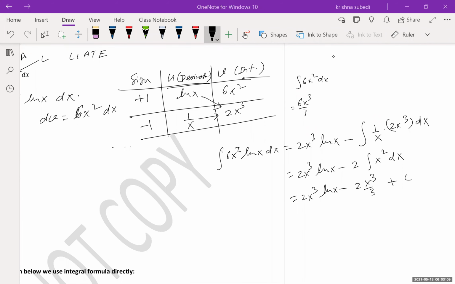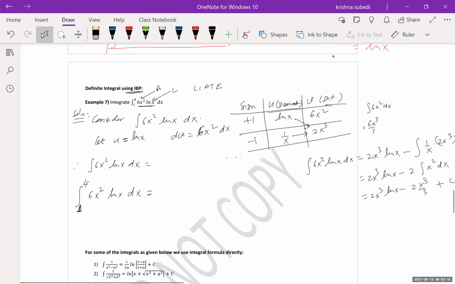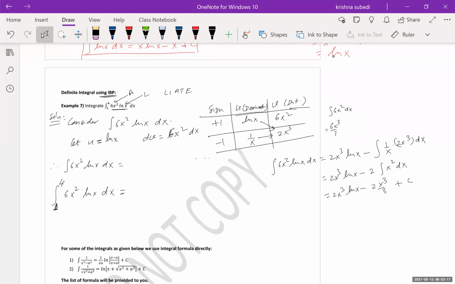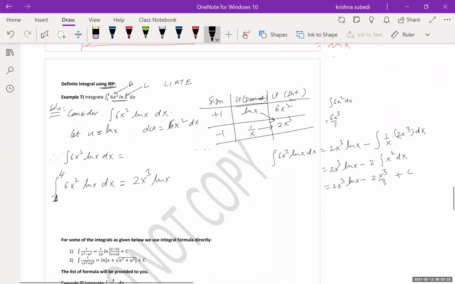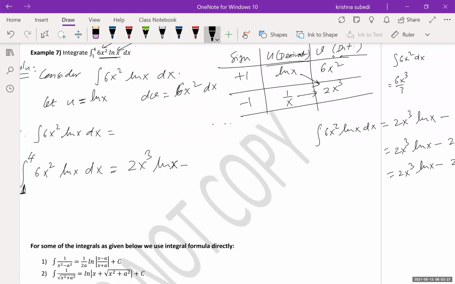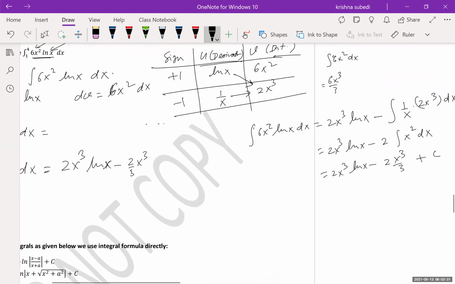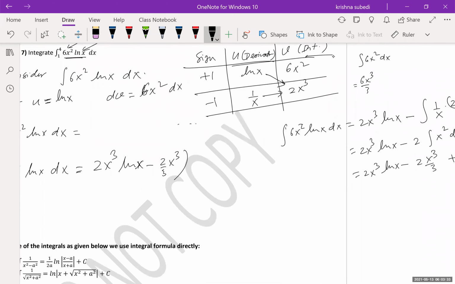So the integration is this. Now remember, this one is a definite integral. So for the definite integral, we'll get 2x cubed ln x minus 2 over 3 x cubed plus c. We don't need that c. So this is from 1 to 4.